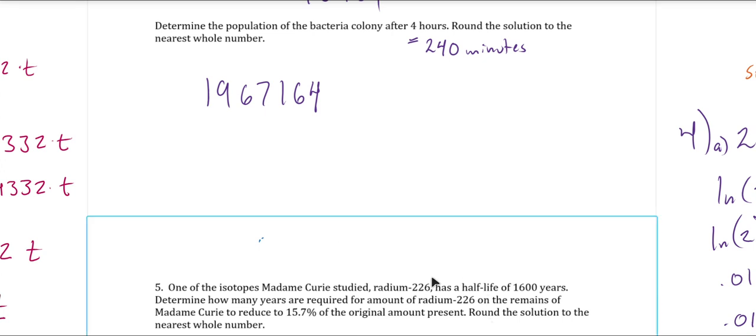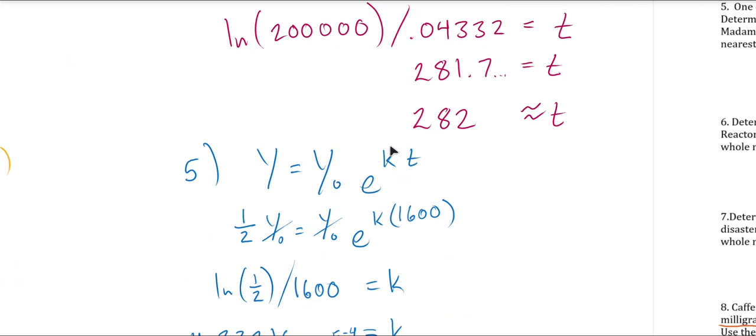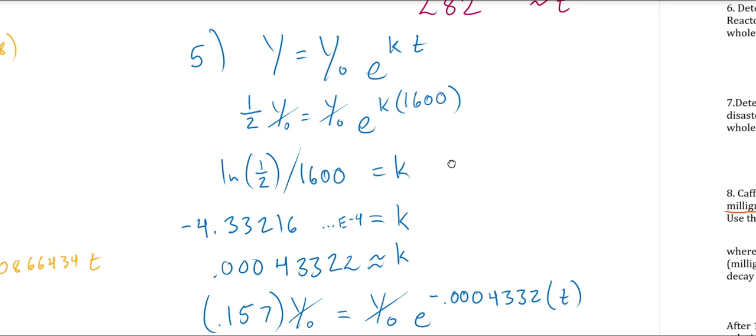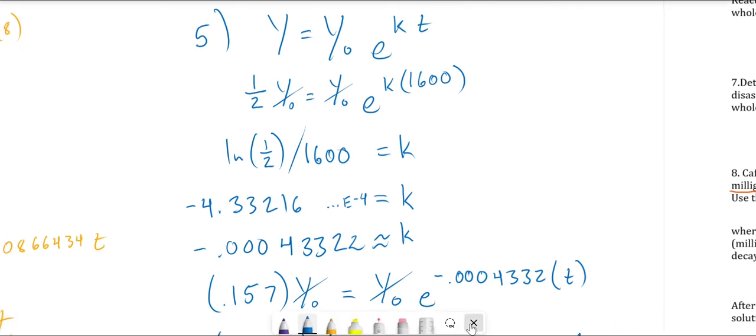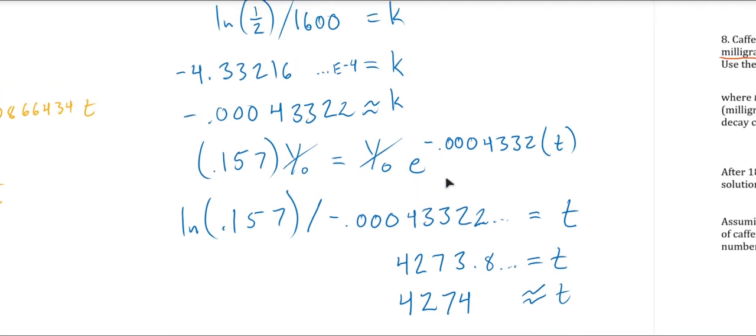The first question mentions radium-226 with a half-life of 1,600 years. It asks how many years will be required for radium-226 to be reduced to 15.7% of its original amount. These models are almost identical looking to population growth models. The only difference is that when we solve for our constant, what we will get is a negative number. In this case, taking ln of 1/2 and dividing our 1,600 to the other side, we get our constant of negative 0.000433322 and so on.